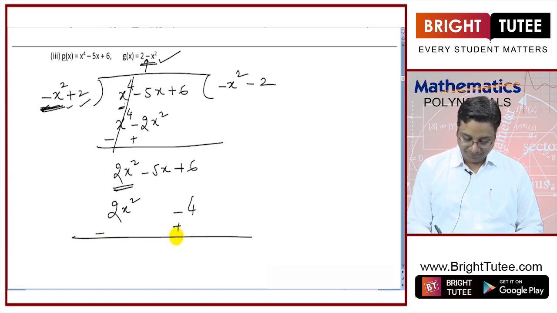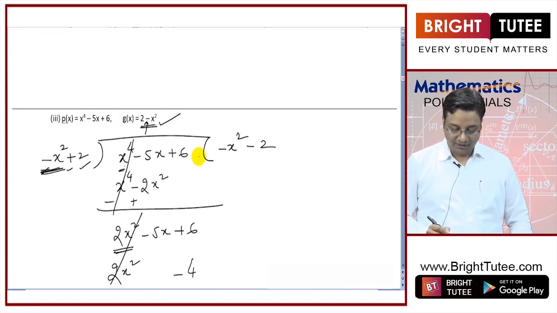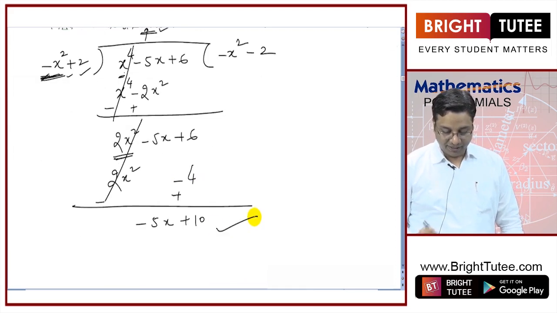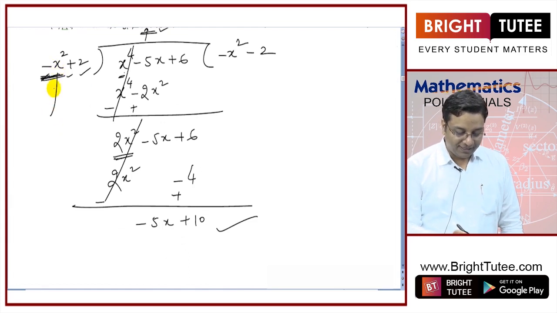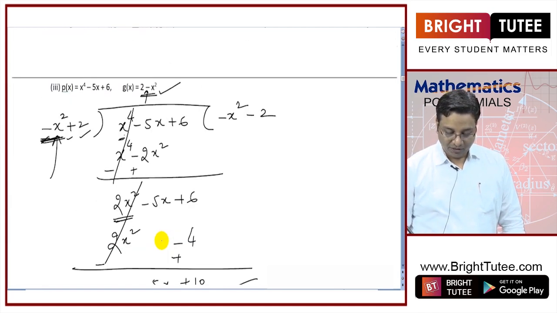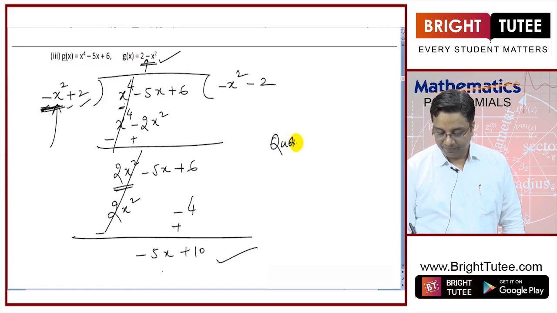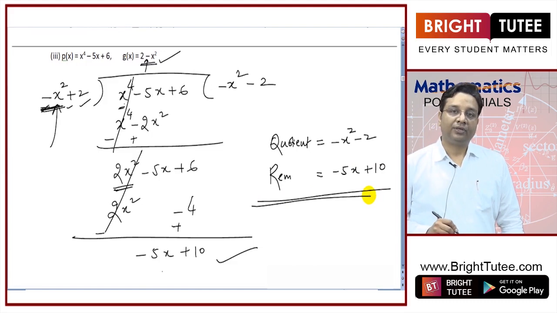Now the subtraction. This term gets cancelled. So it will give me minus 5x plus 10, right? So this is my remainder, right? Because I cannot divide it further. I cannot multiply this part with any whole power of x to get this, right? So I stop at this point. So my quotient here is minus x square minus 2, and the remainder is equal to minus 5x plus 10. Okay.